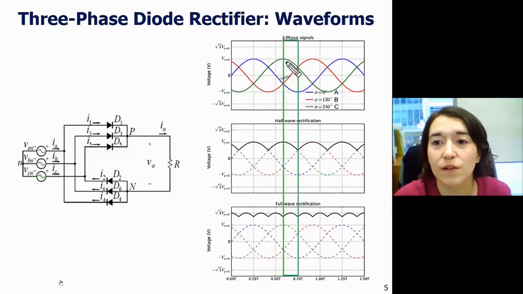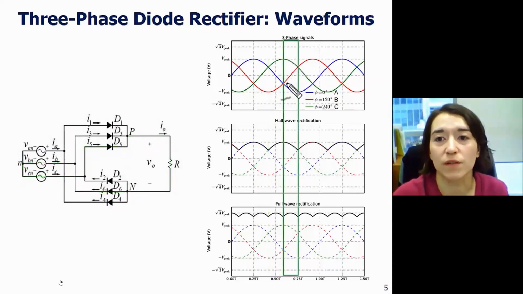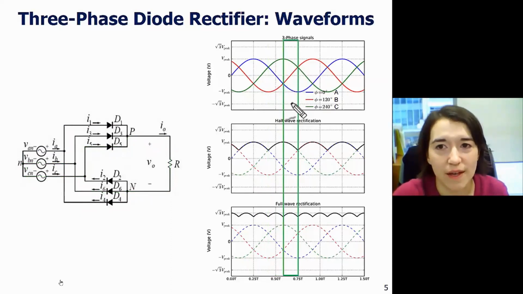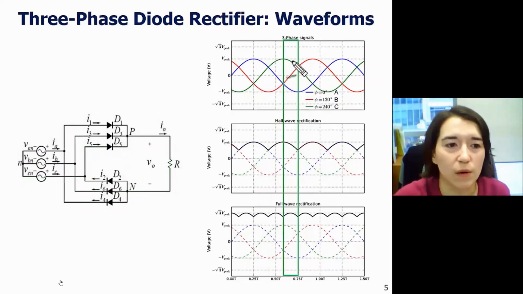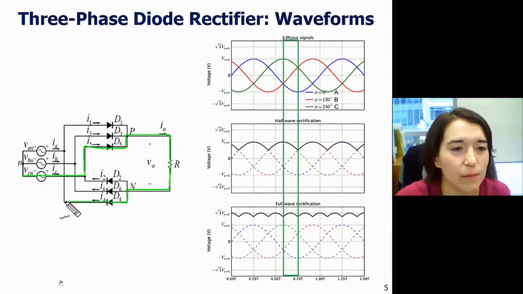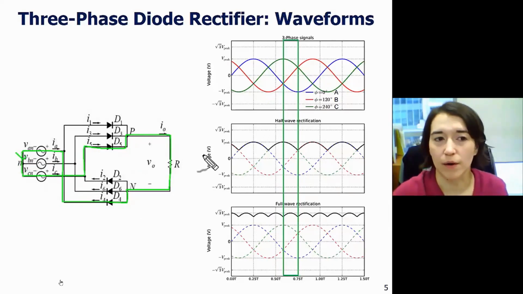In this phase, still C is highest, but now we've switched from B being the lowest to A being the lowest, so we're at this area. So again, we start from C, current's going to flow through C, go through to our load, out here. Again, we pick the lowest voltage. In this case, it's A. So A is going to be this guy, so diode number 4. We're going to go through this way and come back around. So there's our path for current.